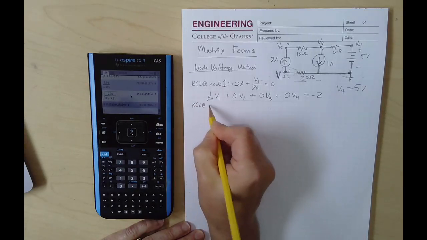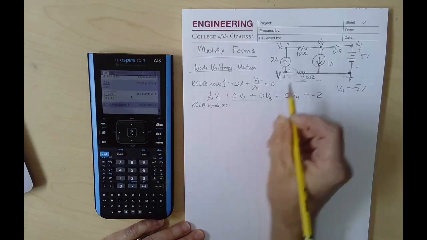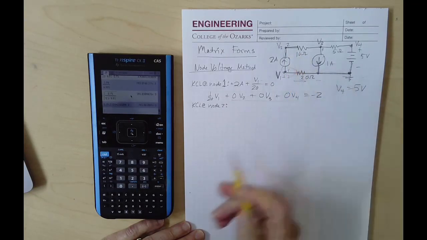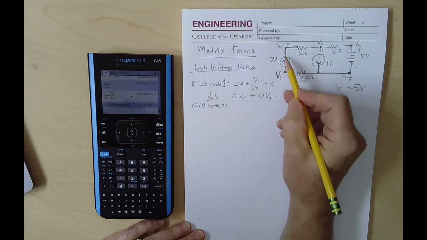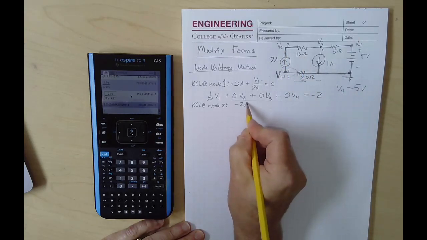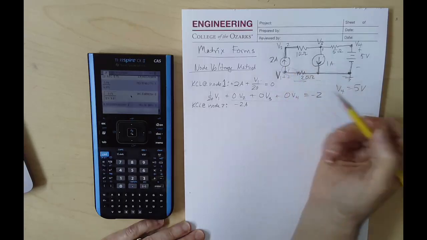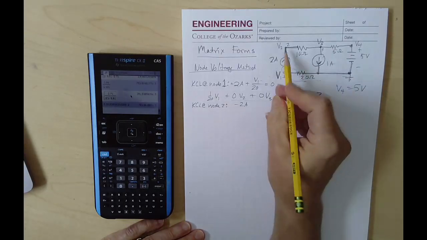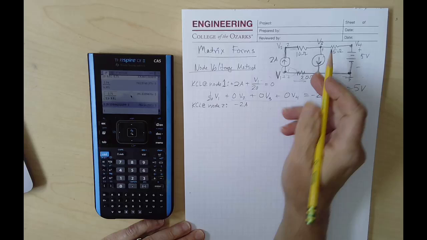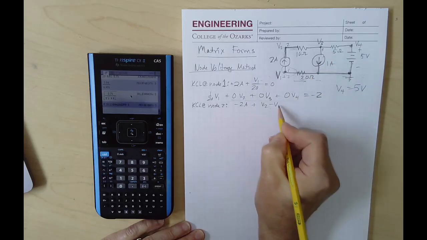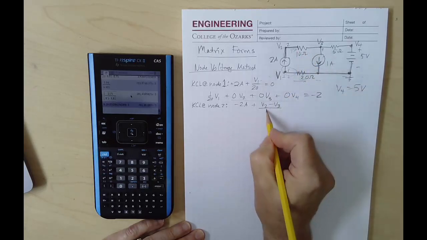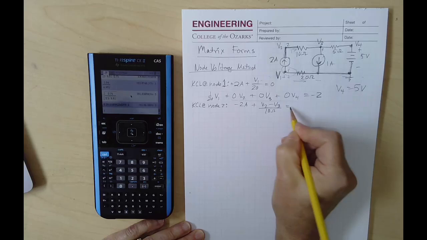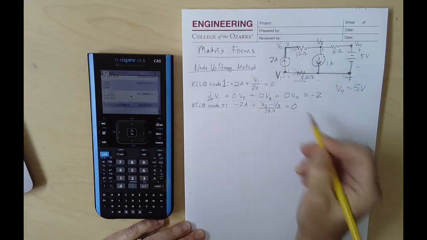So let's do KCL at node 2. Node 2 again is a simple one. It only has 2 connections. So the current from this source is now going into the node. So the current leaving the node here is -2 amps, because it's actually entering, so it's negative. And then the current going this way from V2 to V3, remember we take V2 minus V3, the voltage plus here minus there, divided by the resistance of the branch, so 10 ohms. And that is all there is, so that equals 0.